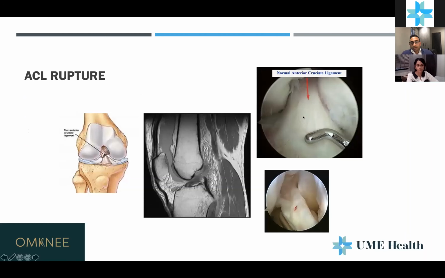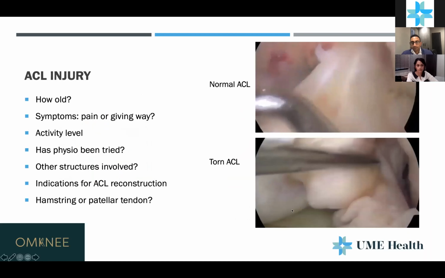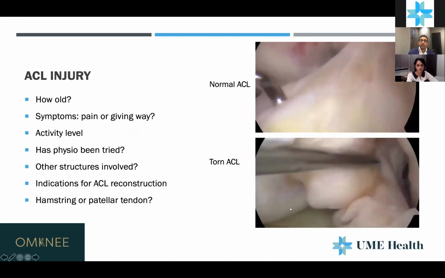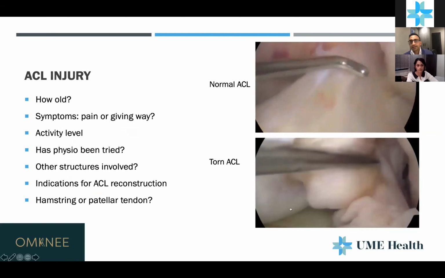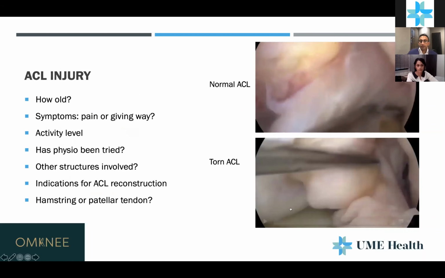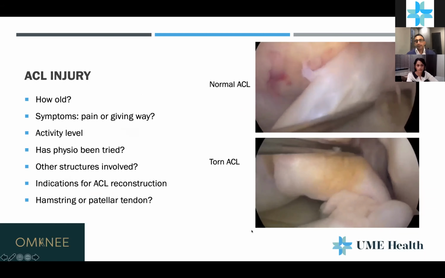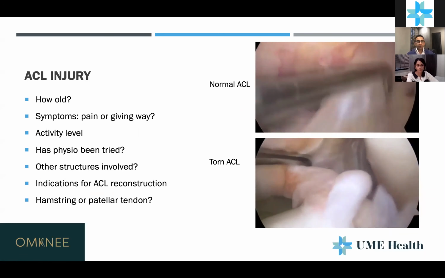And this is a normal anterior cruciate ligament. This is one that has been torn. You can see this is the other side. So this is a left knee this time. And you can see on here, a normal ACL compared with a torn ACL.